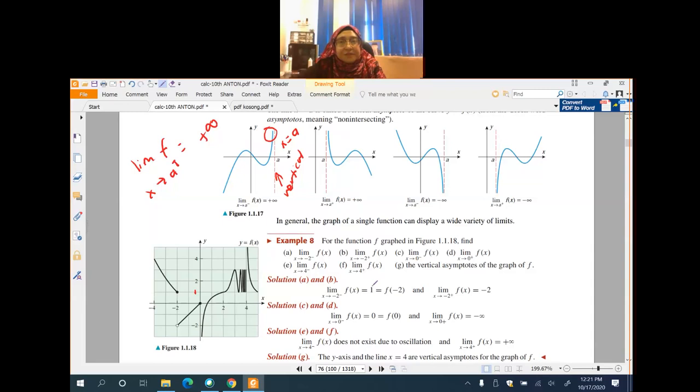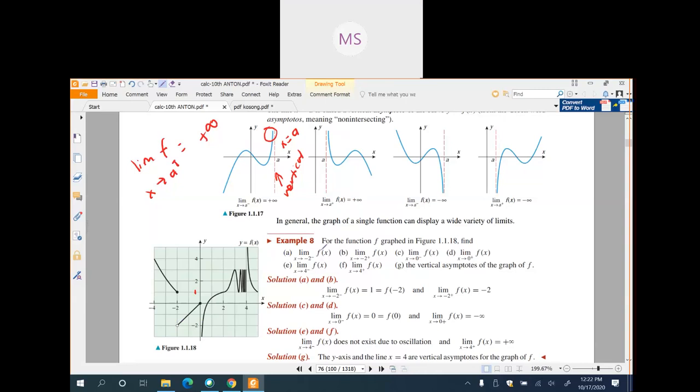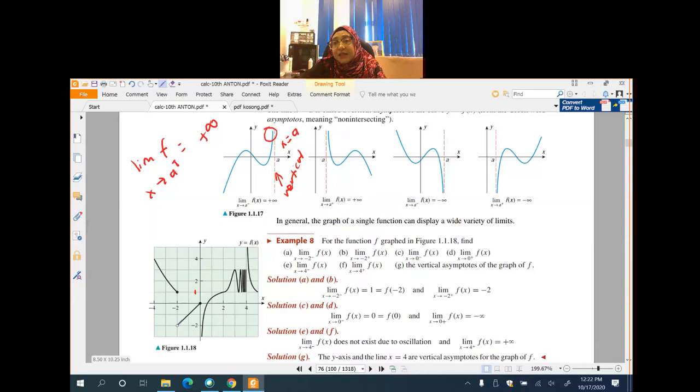And then for B, the limit of f as x tends to negative 2 from the right. For B here, negative 2 from the right, the answer will be negative 2, isn't it? Yes. Are they the same? No. One gives you 1, another gives you negative 2. So the limit of f as x tends to negative 2 does not exist. That is the conclusion that we get from A and B.